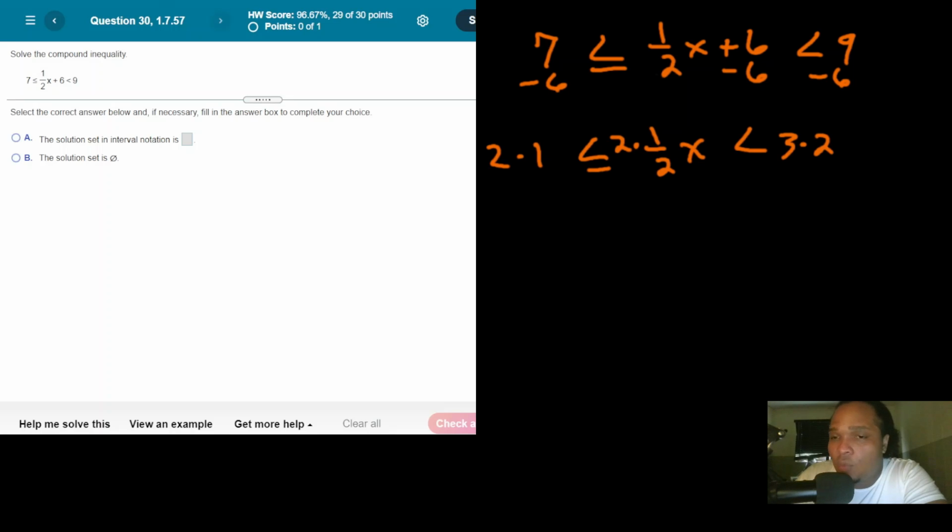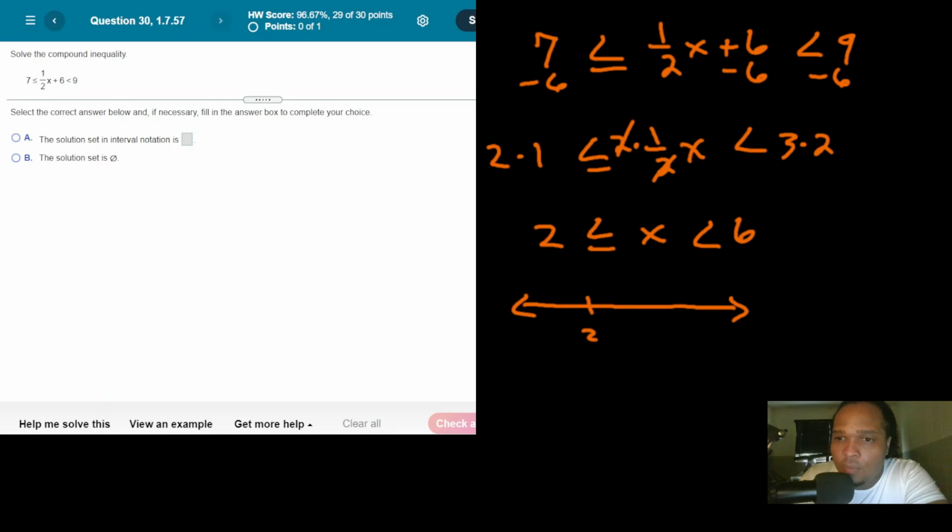And it does. 2 times 1 over 2, the 2's cancel. You're just left with x. Over here we have a 6, and over here we have a 2. So x is in between 2 and 6. Let's put our 2 here. Let's put our 6 here. 2 is less than or equal to x, so x is greater than or equal to 2. So let's put greater than or equal to 2. Shade all the way to infinity. We have x is less than 6, so let's put a parenthesis there. I almost made a bracket. Let's put a parenthesis here and put less than 6 going all the way in that direction.